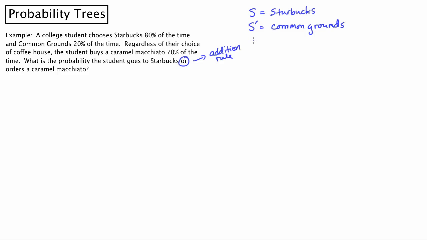The other events involved are, I'll call this one capital C, and that's the event that the student orders a caramel macchiato. Hopefully I spelled that correctly. And not C would be obviously not a caramel macchiato.